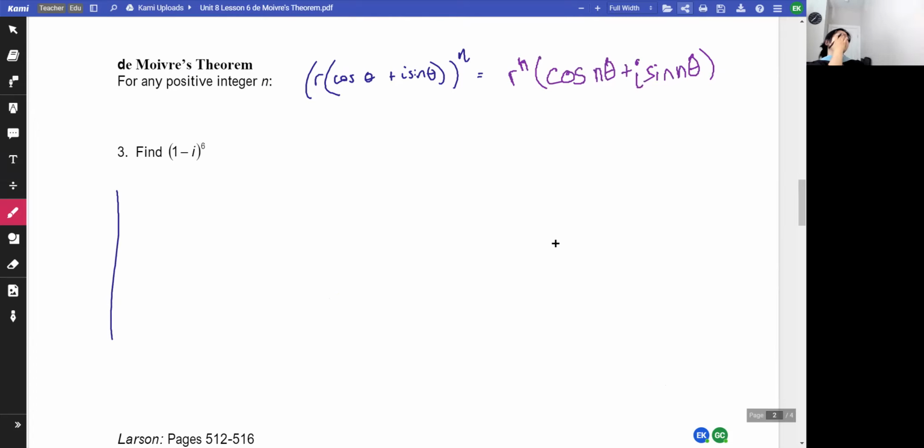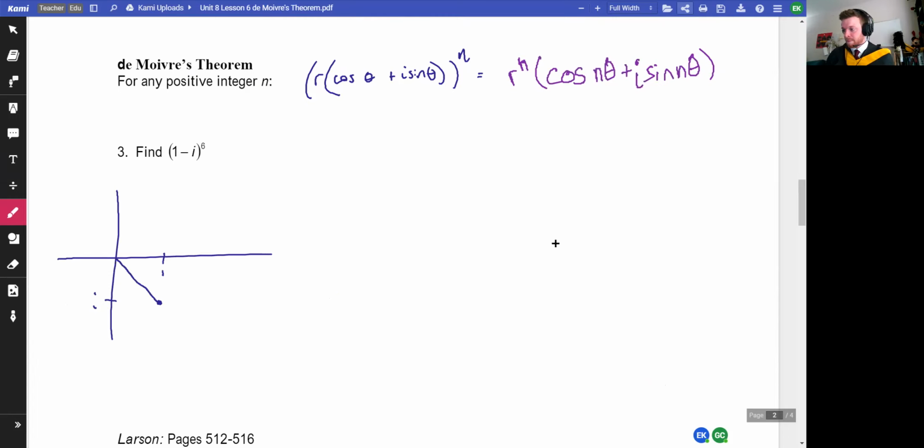To the 6th. Okay. So then that's 1 and then down an i. So that's what? Can we say negative pi over 4? Yep. And then how long is that? It's root 2? Root 2. Yep.